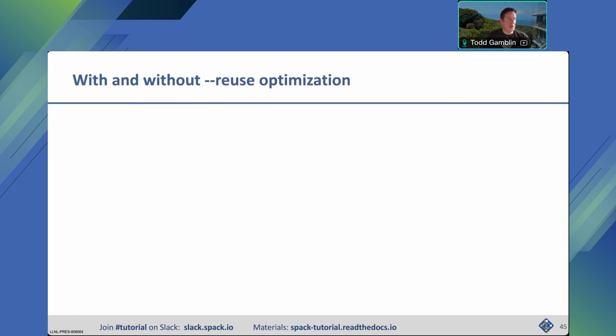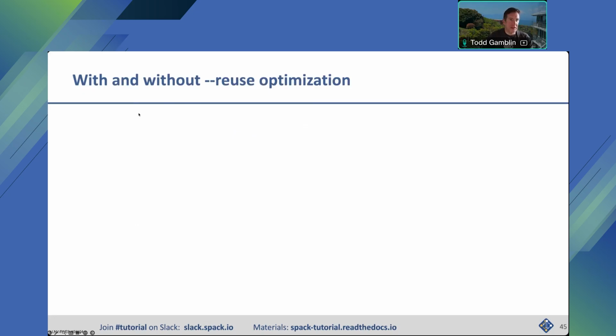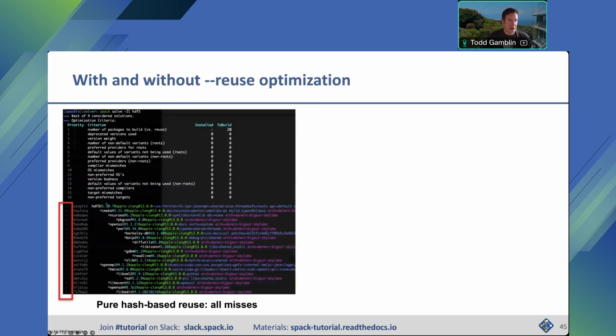And with and without reuse, and reuse is the default now. So if you just install something with Spack, it will try to use all the existing installed dependencies that you have. It can make a big difference. So here's an example where we said, hey, run spack spec or spack solve. There's similar commands. spack solve outputs the optimization criteria on HDF5. And what you can see here is none of these are installed. It's going to build the whole thing from scratch, because all the cache is missed.